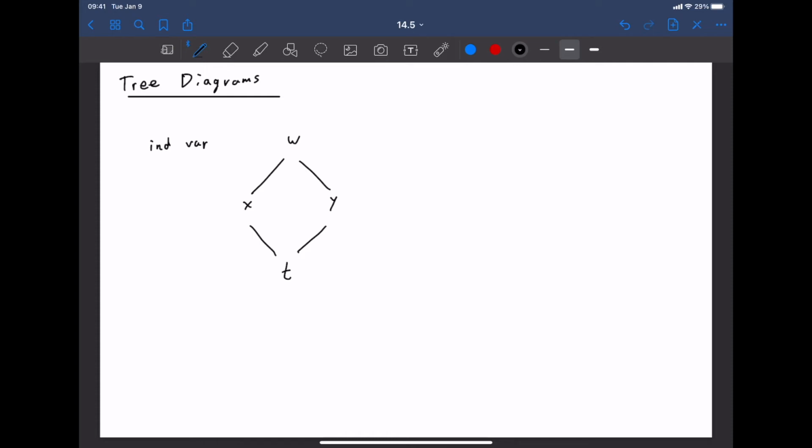So the idea is when I want to calculate dw dt, I would go down the path along x, then x to t. That's one path from w to t. So that would be a partial w, partial x, and then a partial x, partial t, or again, you can be more careful.